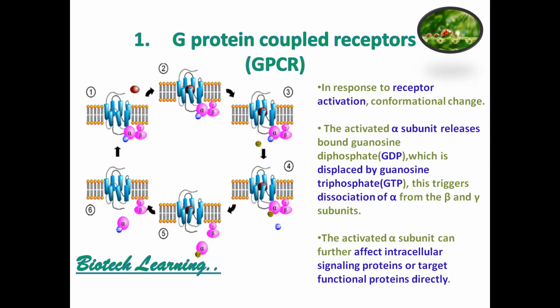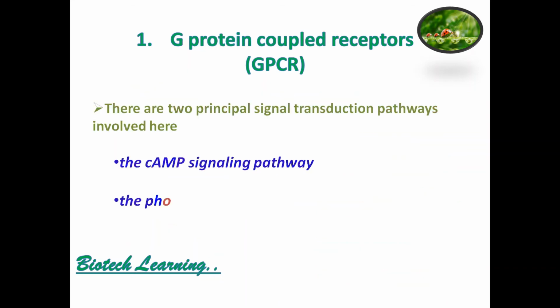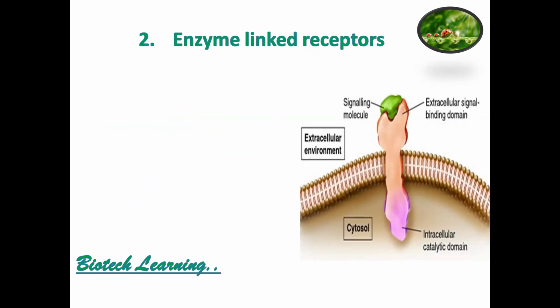There are 2 principal signal transduction pathways involved here, the cAMP signaling pathway and the phosphatidylinositol signaling pathway. We'll be learning about all these signaling pathways in detail in the coming videos. And for now, let's move on to the second type, enzyme-linked receptors.